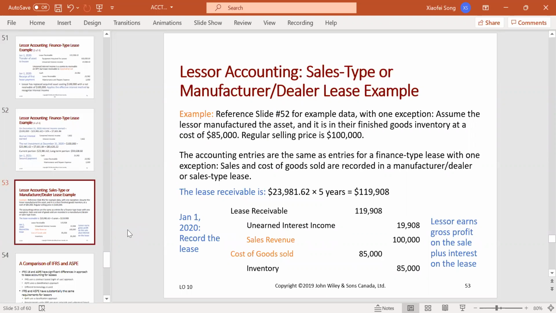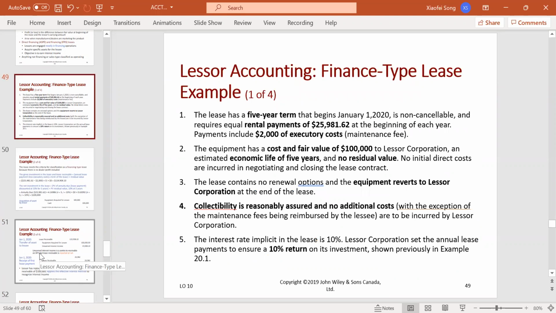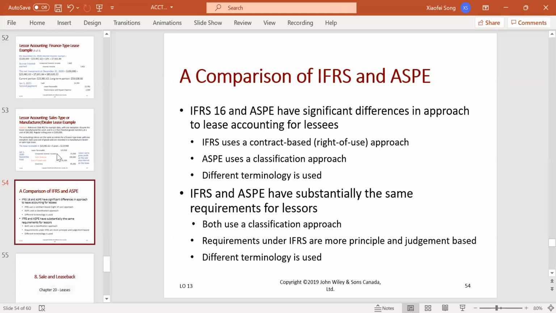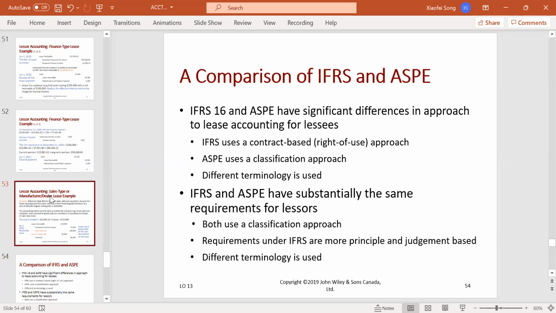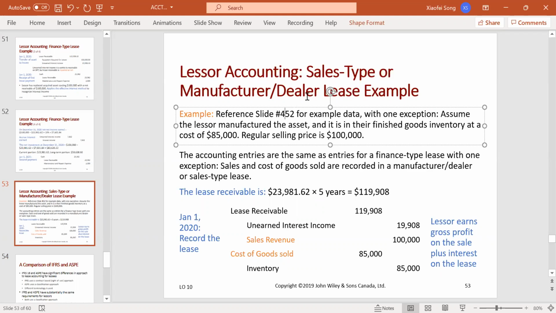Now, if we change that story a little bit, because I inserted a couple of slides, the slide number is a little bit different now. But in the example, I think the slide number now becomes 49. Yeah, 49.